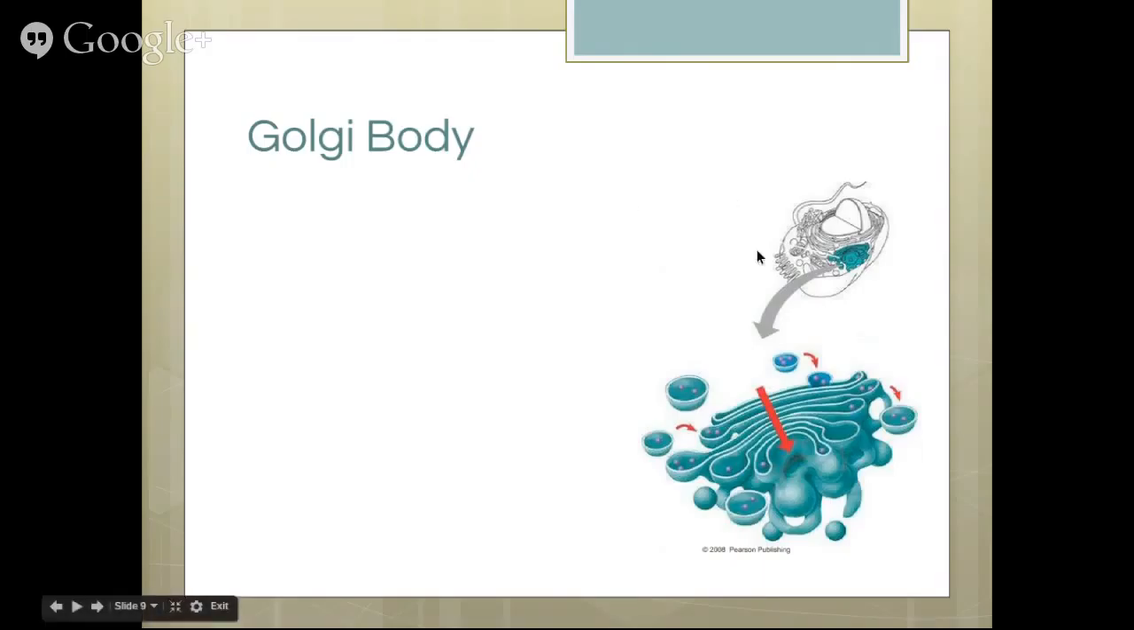And the Golgi body sits between the endoplasmic reticulum and the cell membrane. It's going to be kind of like the pathway as things move from the endoplasmic reticulum, then they'll move to the Golgi body and then out into the rest of the cell or out of the cell, depending on what's being moved.